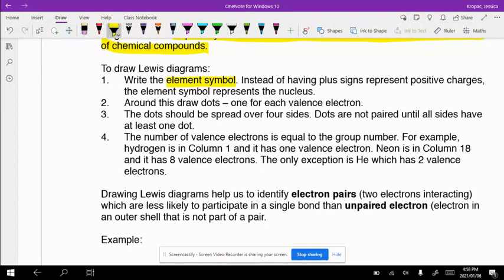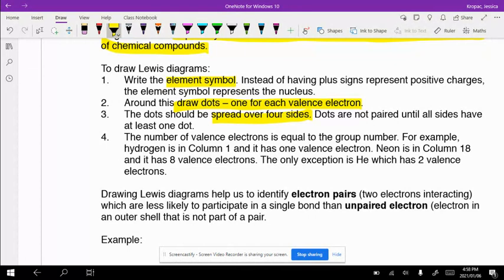Around that element symbol, I'm going to draw dots, one for each valence electron. The dots are going to be spread over 4 sides, so I'm not going to have a ring this time. I'm going to have more of what I call an invisible box. The dots are going to be spread over 4 sides, and you don't pair until all sides have at least one dot.